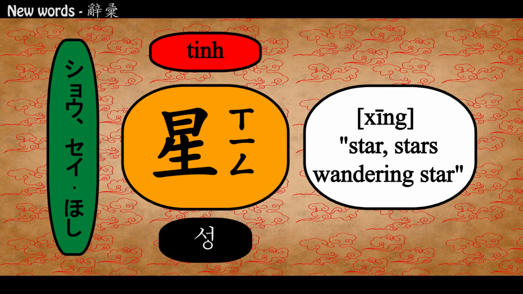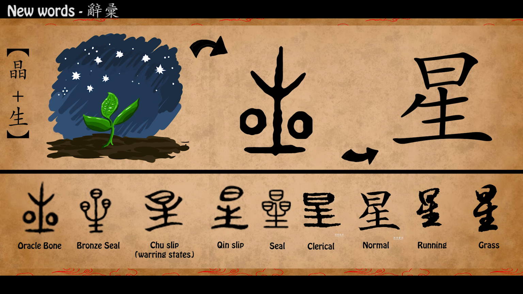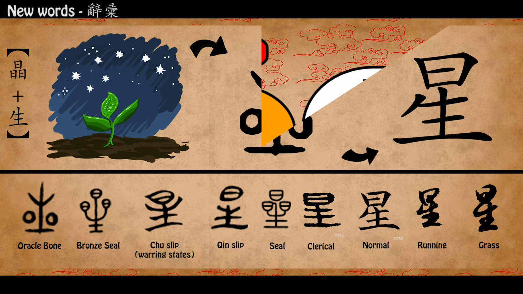Xing, star, stars, also wandering star. A drawing of a pair of small rings standing for the little shiny dots in the night sky. Sheng gives the reading. Later, the dots were changed to Ri, sun.